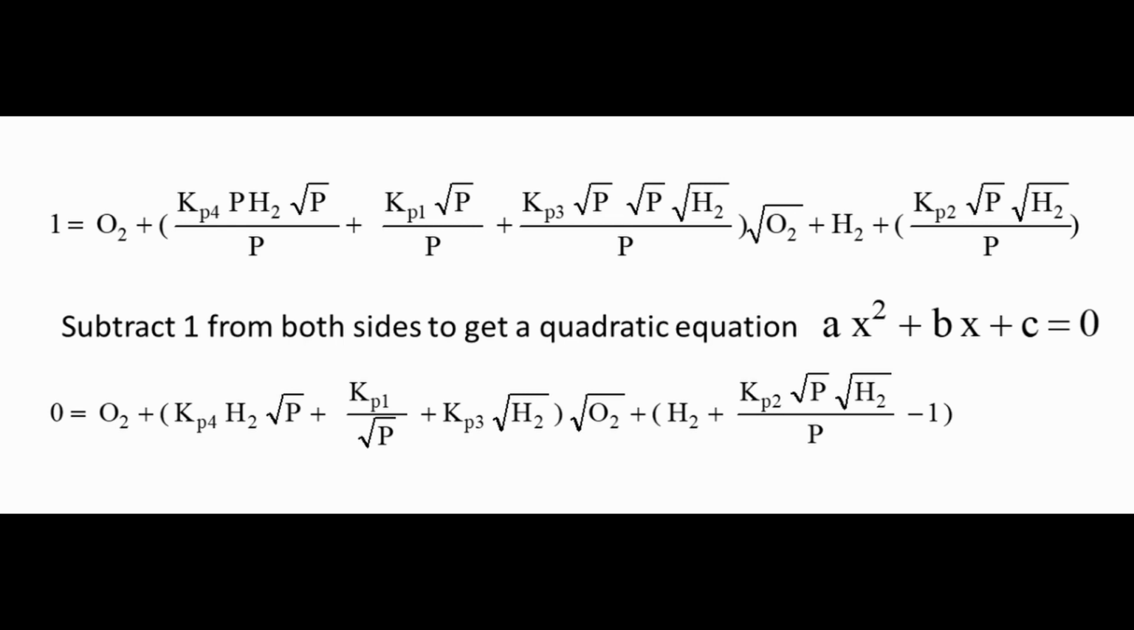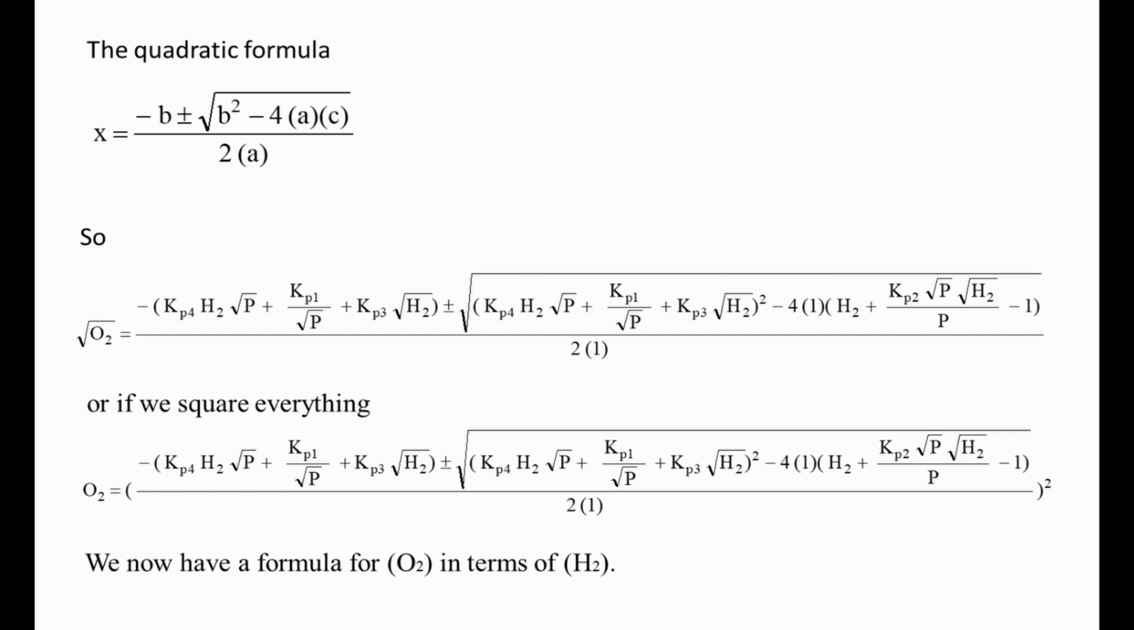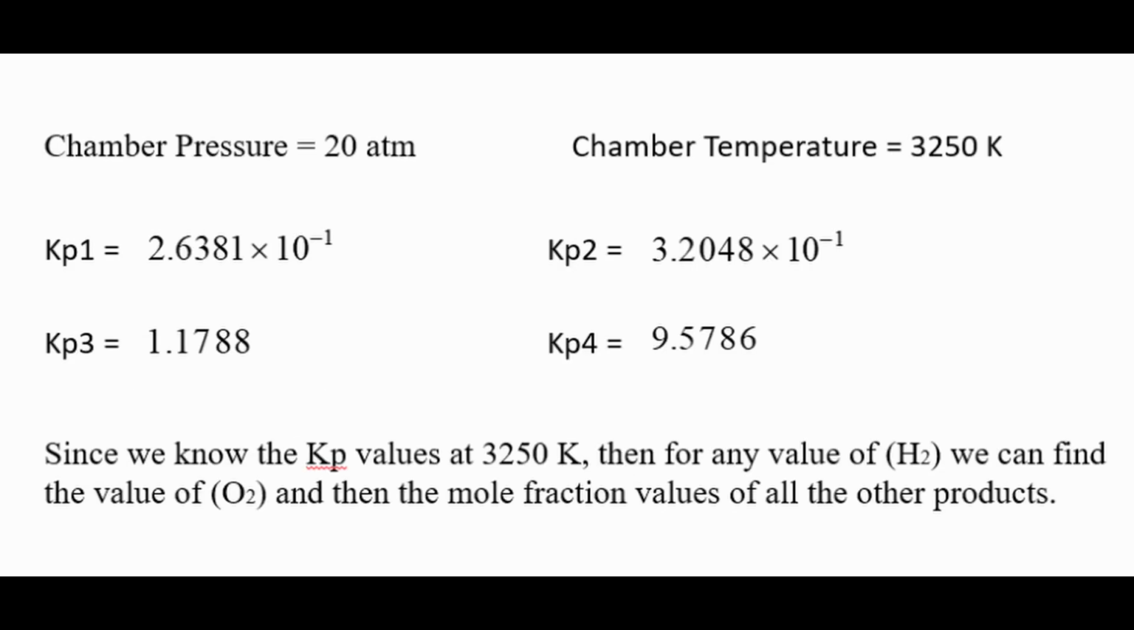We now have a quadratic equation of the form a times x squared plus b times x plus c equals 0, where x equals the square root of O2. The value of x in the quadratic equation can be solved with the quadratic formula. A little more manipulation and we now have a formula for O2 in terms of H2. Since we were given the chamber pressure is 20 atmospheres and at 3250 Kelvin, we know the Kp values, so for any value of H2 we can find the value of O2 and then get the mole fraction for all the other products.